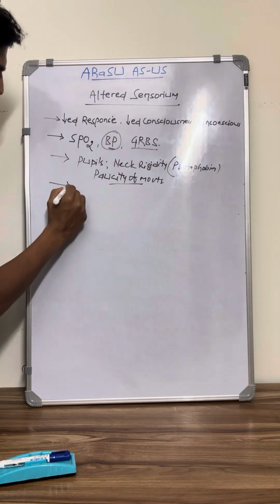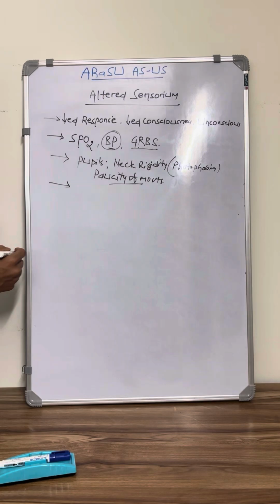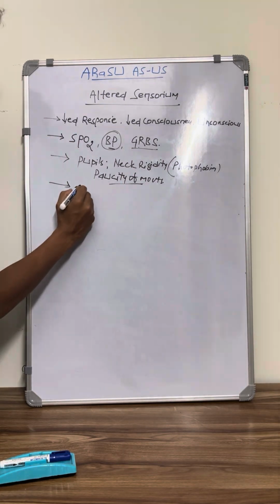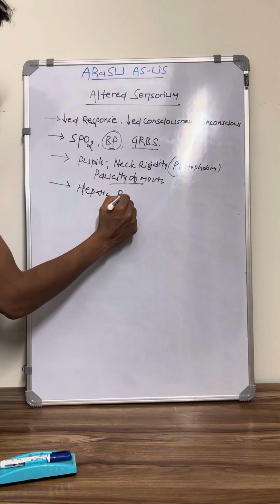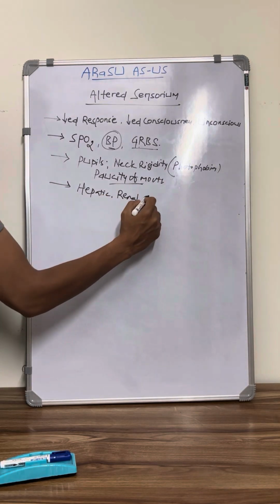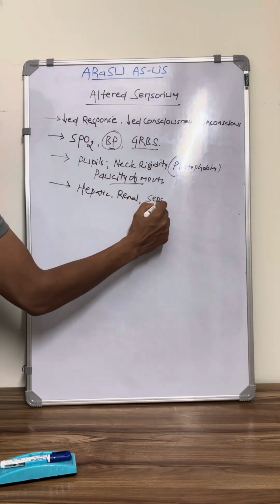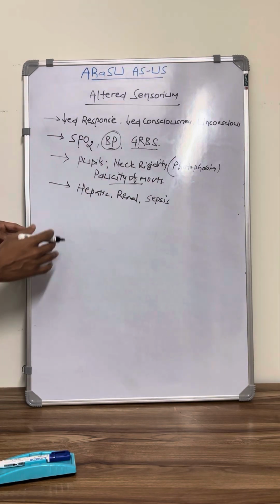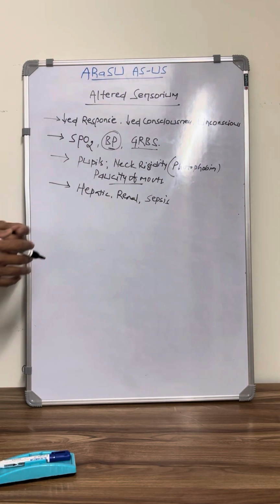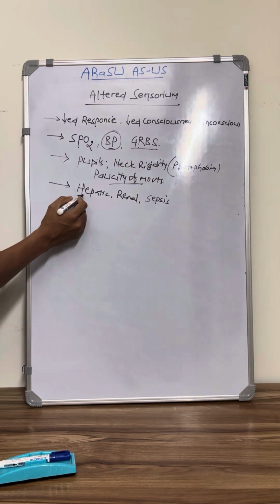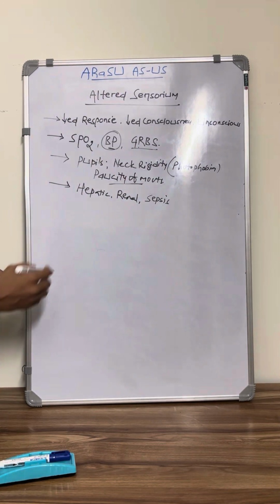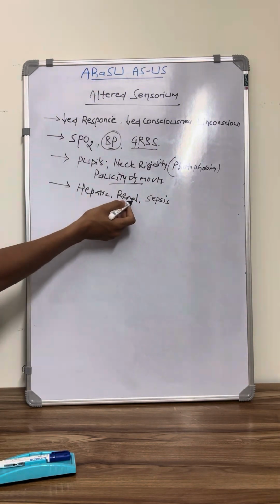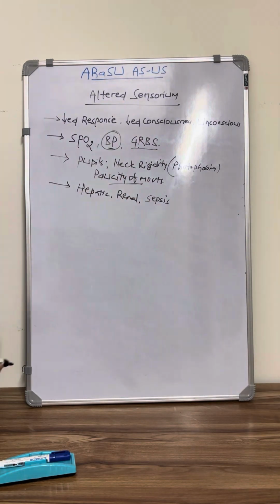Along with that, some extra history we have to take. For example, if the individual is having any liver disease or renal disease or any features of infection, that is sepsis, like fever, recent history of fever, cough, or urinary tract infection, etc. Because even these systems might lead to encephalopathy presenting as altered sensorium, which you might be knowing, that is hepatic encephalopathy, uremic encephalopathy, and septic encephalopathy.